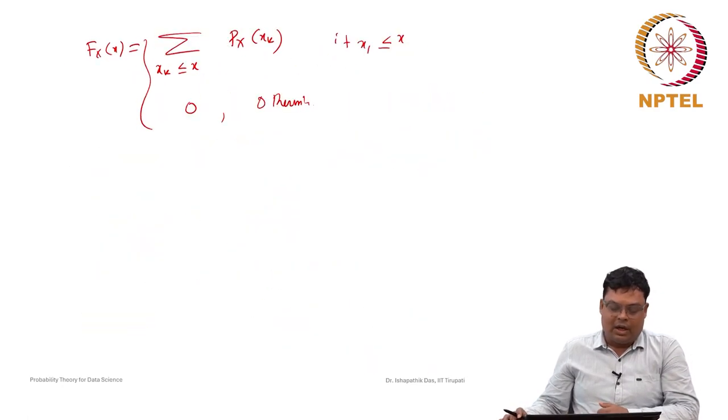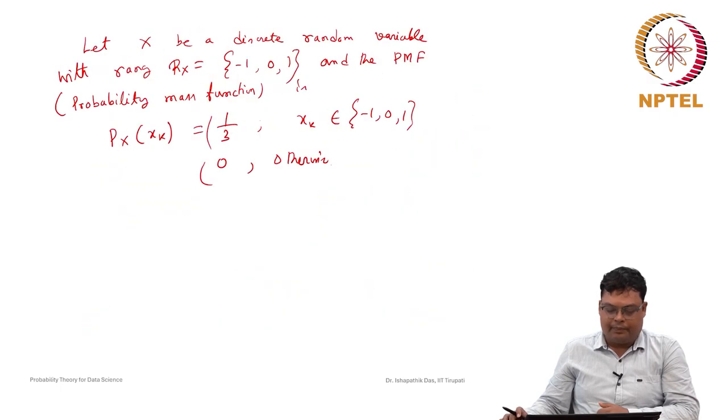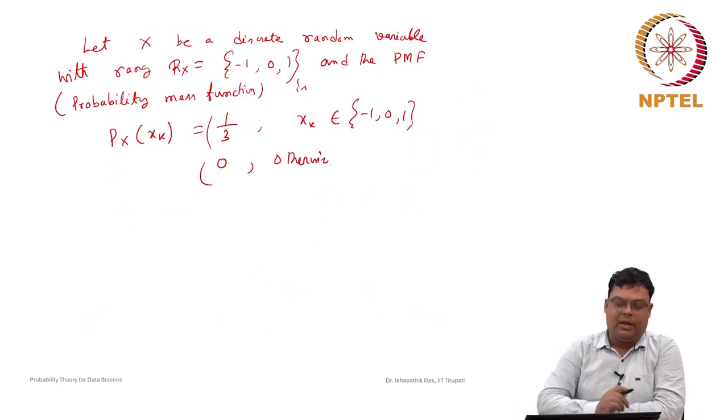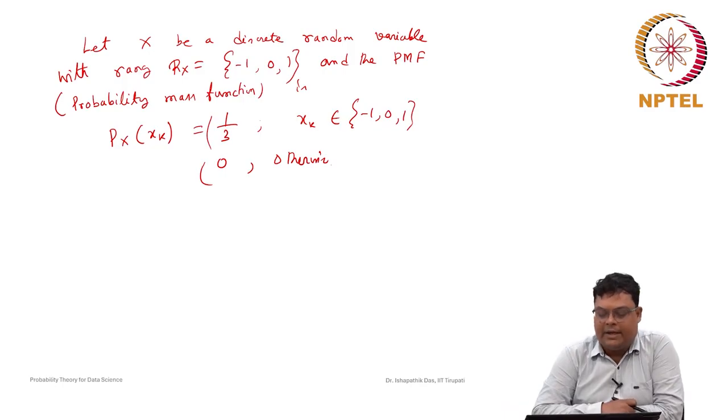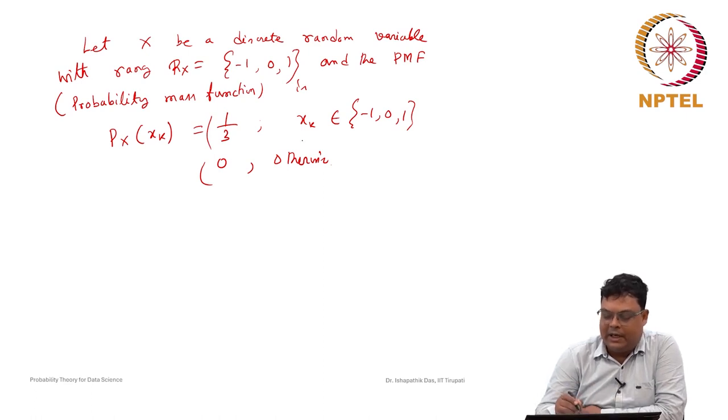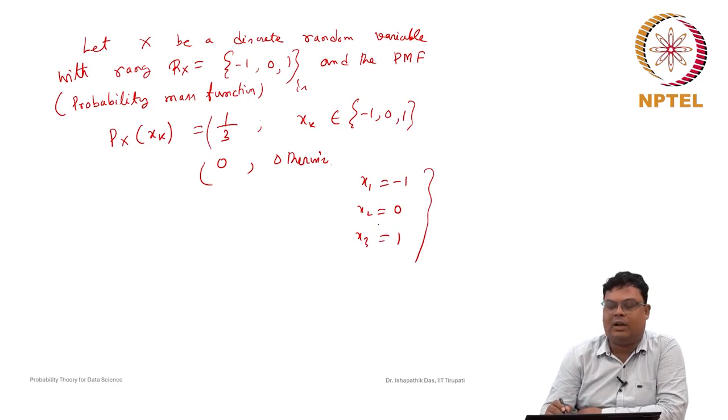So, let us see this example. Suppose this example: let X be a discrete random variable with range R_X equal to {-1, 0, 1} and the probability mass function is given by this. Basically x_k means here x_1 is equal to -1, x_2 is 0 and x_3 is 1. In this way we are using the notation: x_1 is the minimum value, x_2 the next value and x_3 the next value like that.